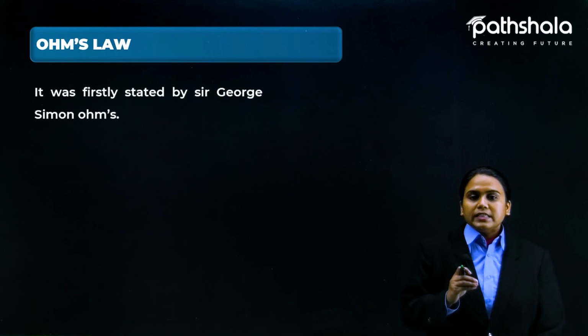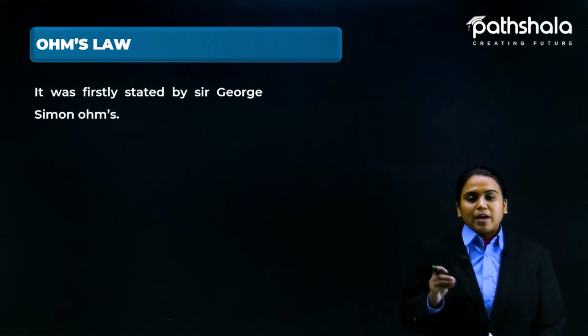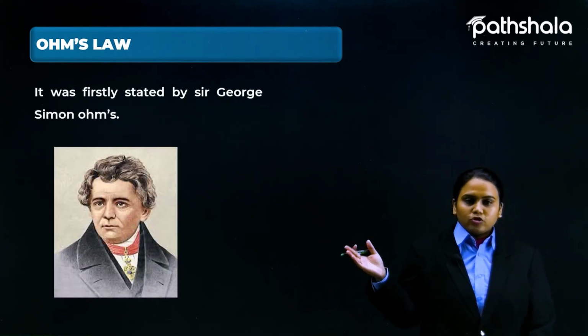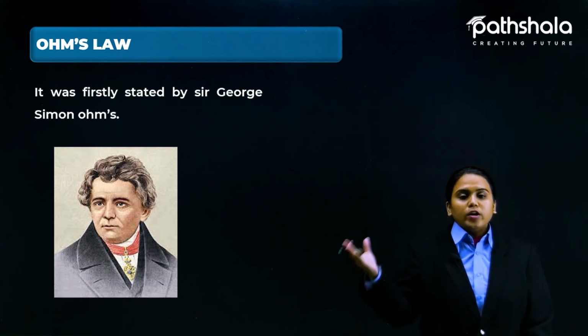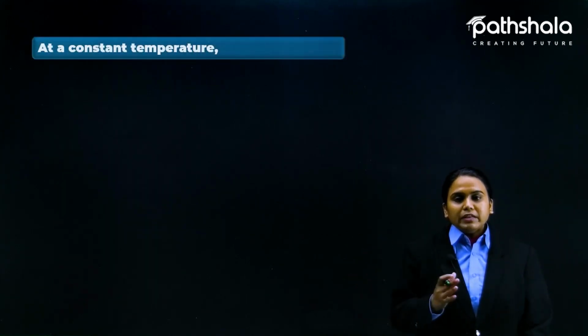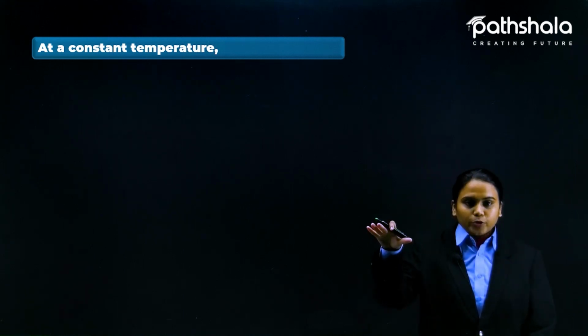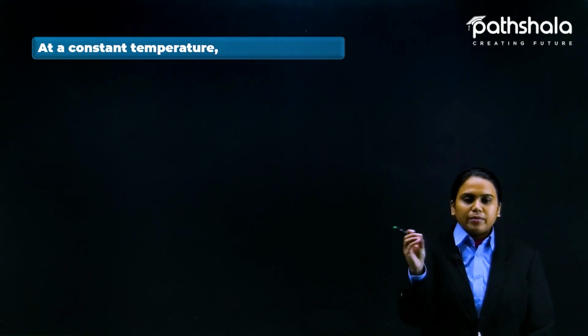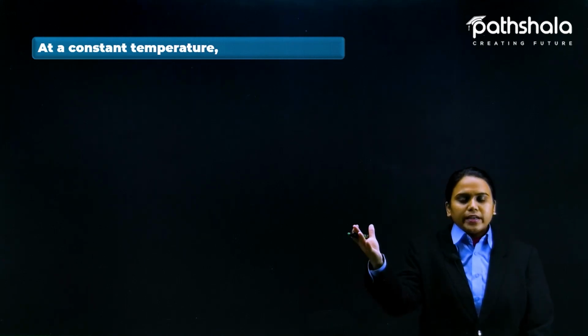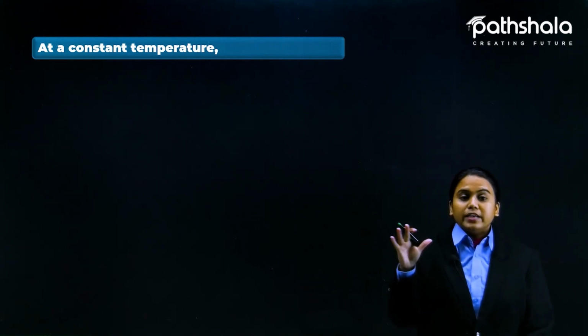It was first stated by Sir George Simon Ohm. Here is the scientist's picture, you can see here. And what did he state? He stated that at a constant temperature. Okay, temperature should be constant. You can take any temperature, let's suppose 20 degrees centigrade, 25 degrees centigrade, but it should be constant.